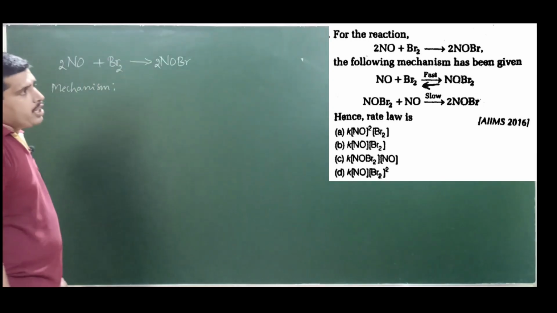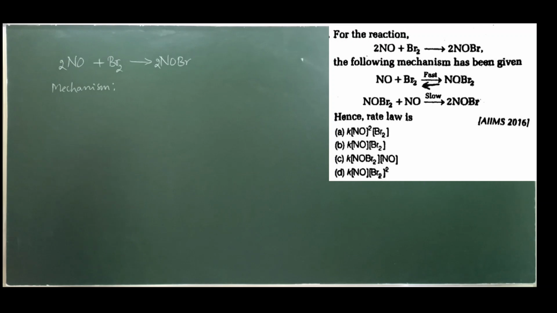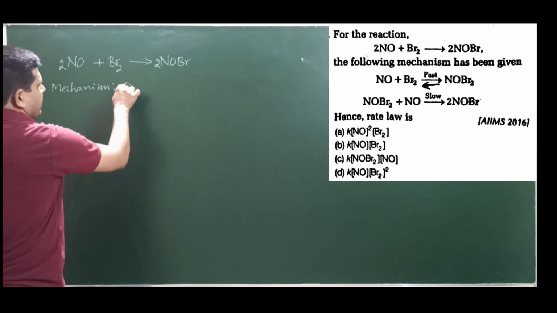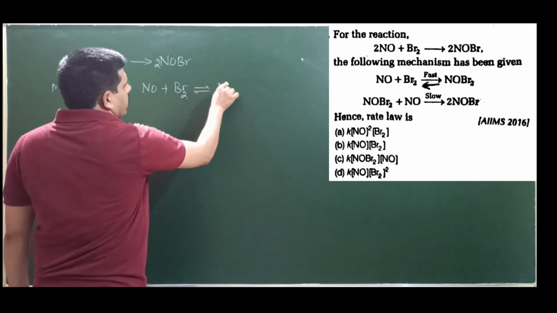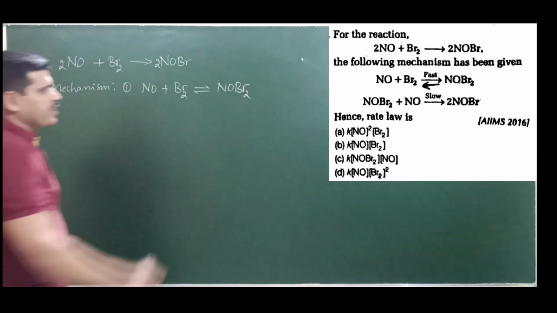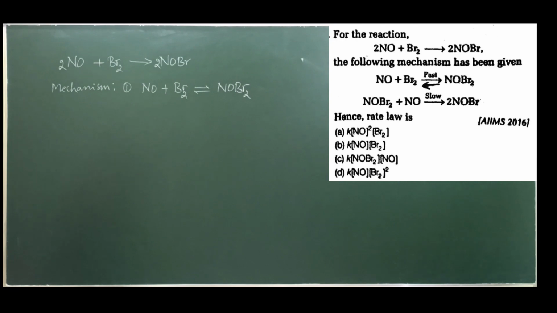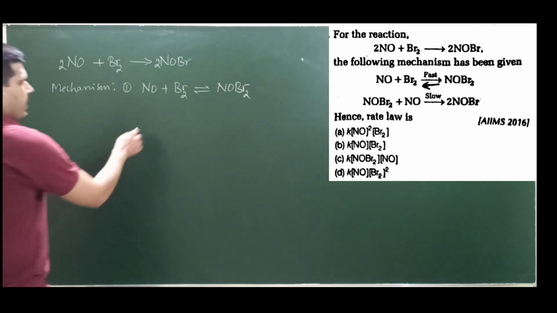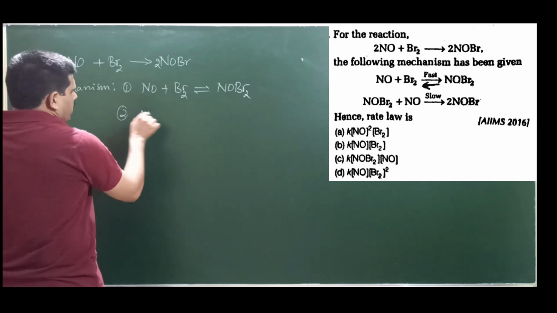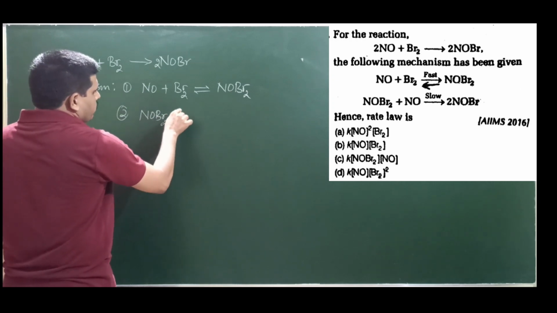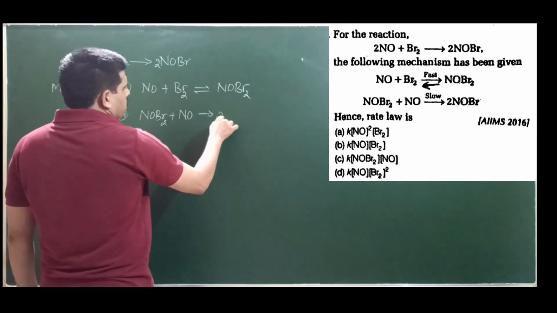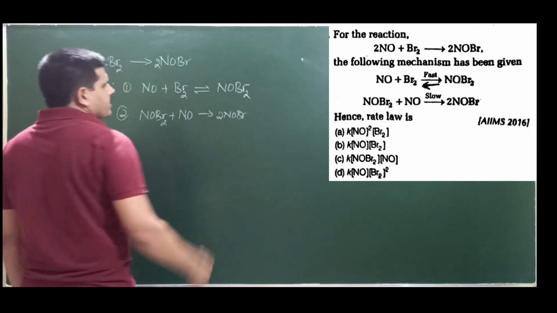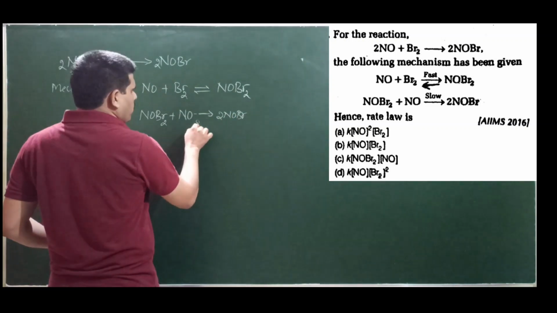So what are the two steps given there? First step, which involves equilibrium, that is NO plus Br2 giving NOBr2. So first step is NO plus Br2, NOBr2 is formed. So this is the fast step they are claiming. What happens next? Step 2: NOBr2 will combine with one more molecule of NO to form, this is a single direction reaction, 2NOBr. So we have the slow step over here.